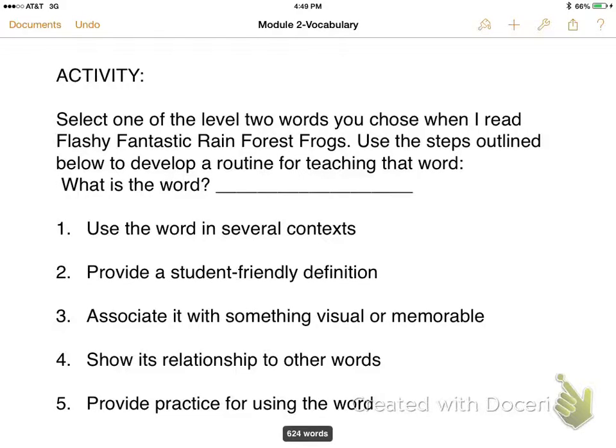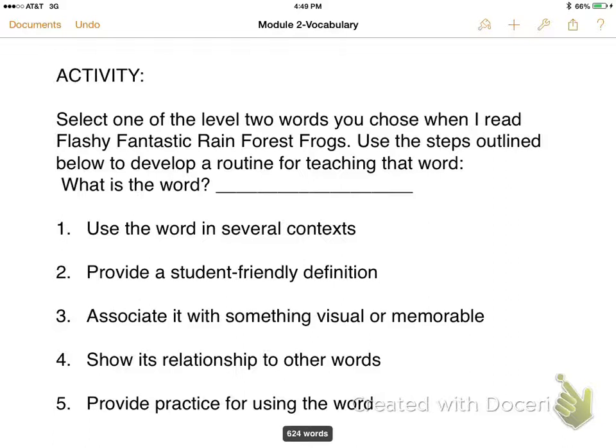All right, here's the activity. Go back to what we did before, where you wrote down those words when I read the Flashy, Fantastic Rainforest Frog story. Out of that academic section, where you wrote the words in the academic section, I want you to do these steps with that word.